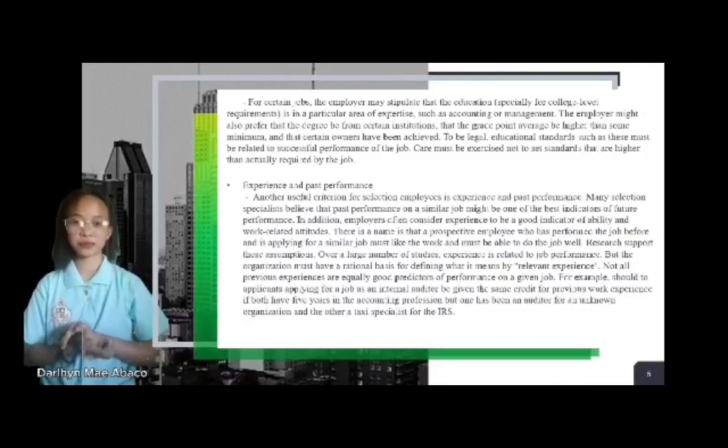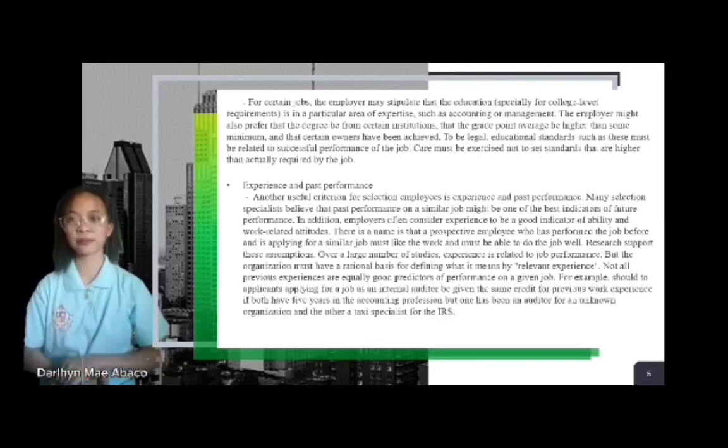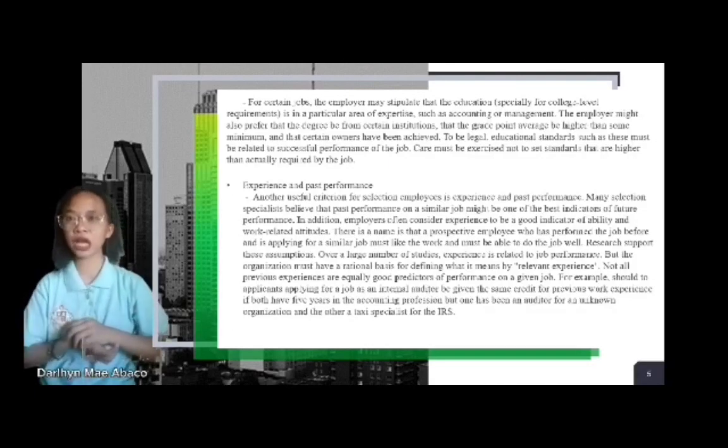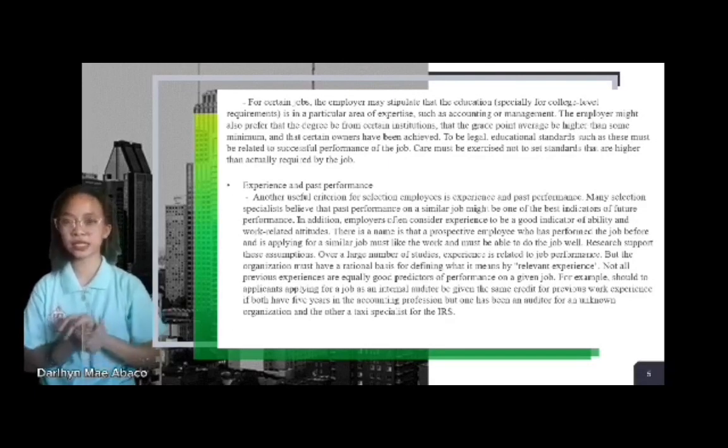Experience and past performance. Another useful criterion for selecting employees is experience and past performance. Many selection specialists believe that past performance on a similar job might be one of the best indicators of future performance. Employers may determine whether your current skills have prepared you to meet expectations and meet the requirements of the positions they're looking to fill, if they have a clear picture of your previous experiences, including how you have evolved professionally and succeeded.